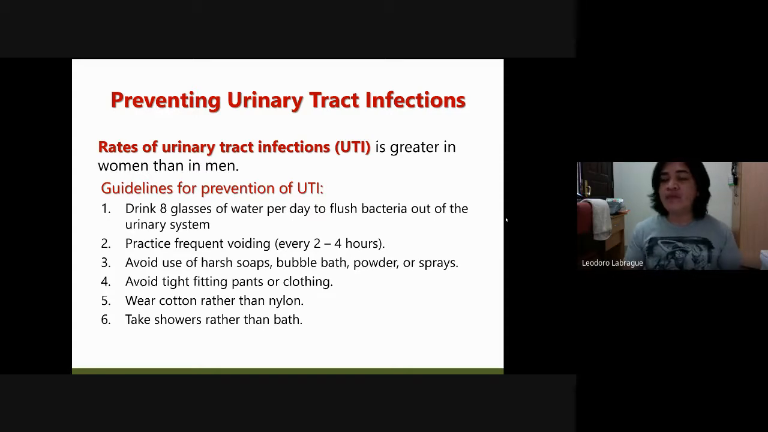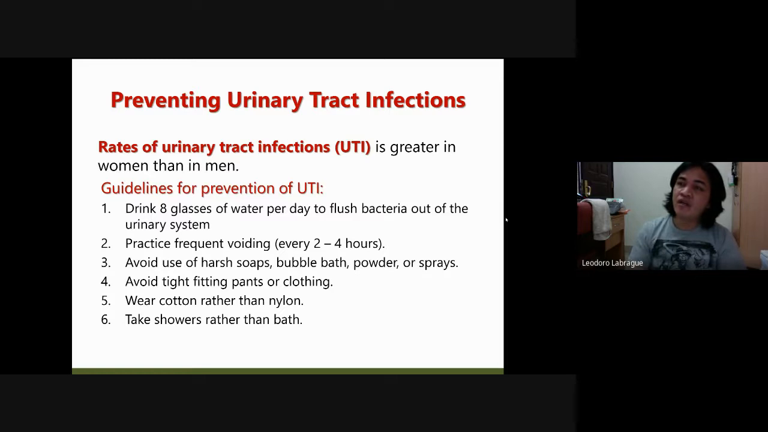Okay, this is very important. I want you to go to the washroom every 2 to 4 hours. This will actually increase flushing of microorganisms out of your body. Okay, number 3, avoid use of harsh soap, bubble bath powder or sprays. Maybe when you have your shower, try to avoid highly toxic soap.